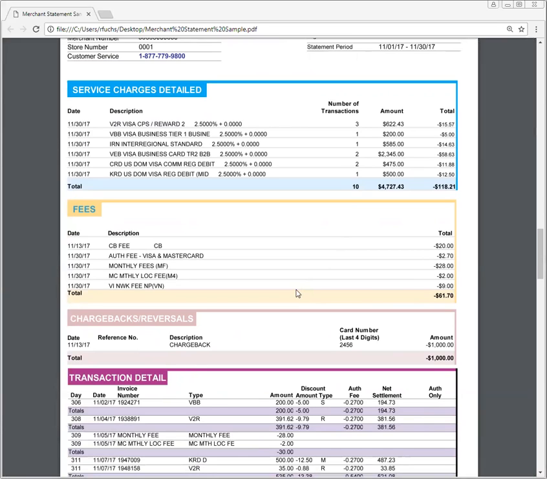If there are any chargebacks or reversals, they will be shown here. It will list the day of the chargeback, the last 4 digits of the credit card that it was issued from, and the amount.